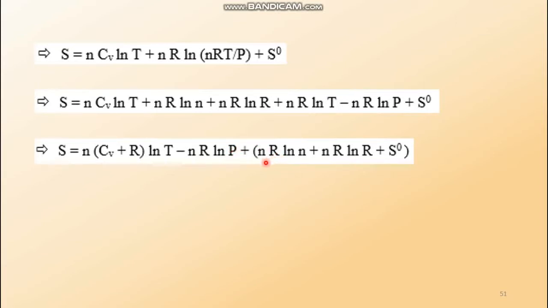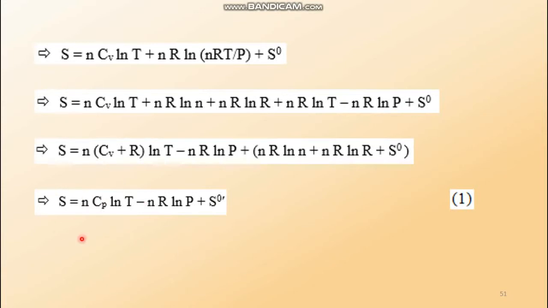And finally the remaining 3 parts out of 6, nR ln n, nR ln R and S0, these 3 are actually constant terms. Okay, so this may combine to form yet another constant. So nR ln n, this is one, nR ln R, this is another one, and finally S0. These 3 are combining together to form yet another constant, which is symbolized as S0 dash, and thus we get equation number 1.